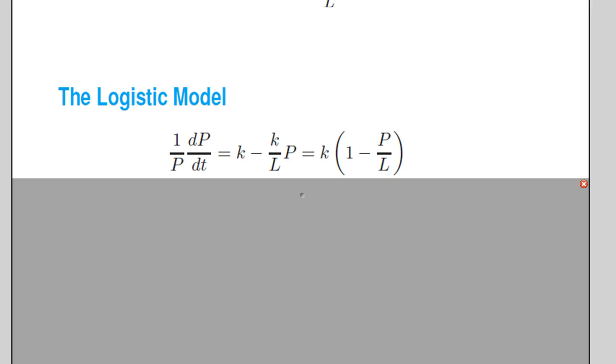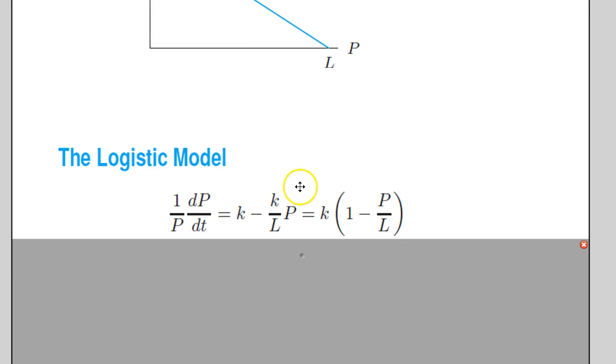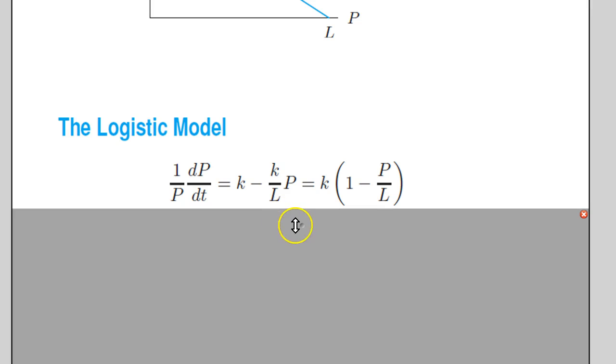And so the best way to represent that is in this linear equation, linear with respect to P. And the idea is when P is equal to 0, 1/P dP/dt will equal k. And when P is equal to L, that limiting value as we see up here, 1/P dP/dt will equal 0. And so we have this linear expression to represent that. And either of these ways is fine.